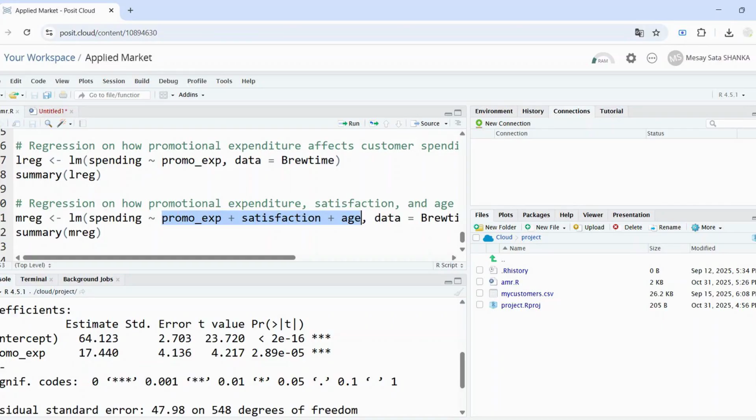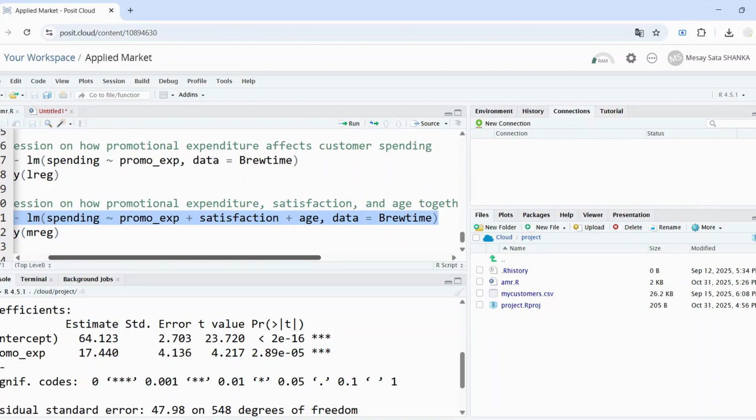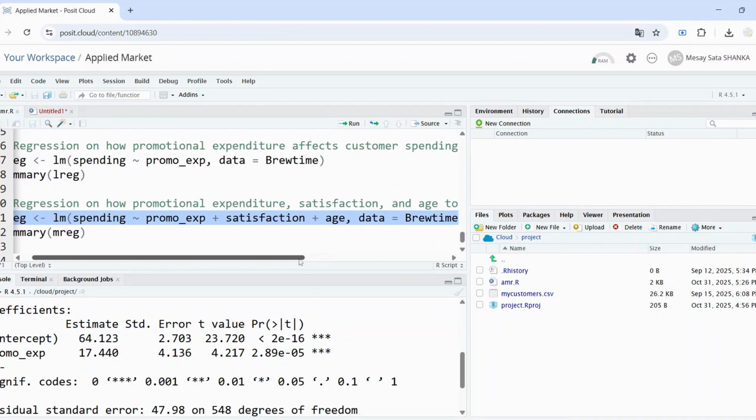So this command that you see, the first one, is the same command that we used for simple regression. The only difference is we have more independent variables. So when we want to include more than one independent variable, we simply add. That means we use the plus sign. So here spending is our dependent variable, and we are explaining the dependent variable using three independent variables.